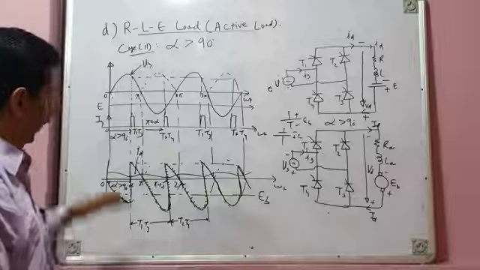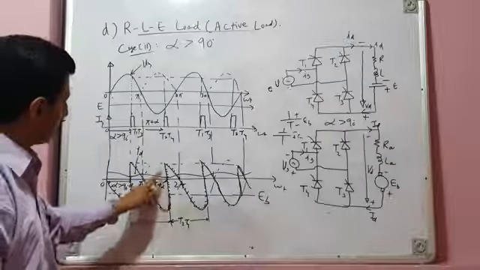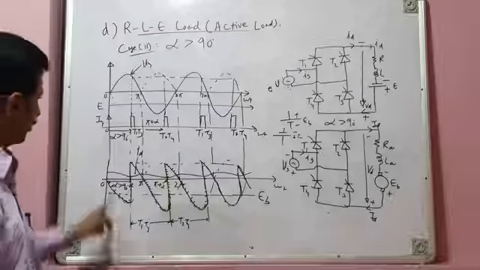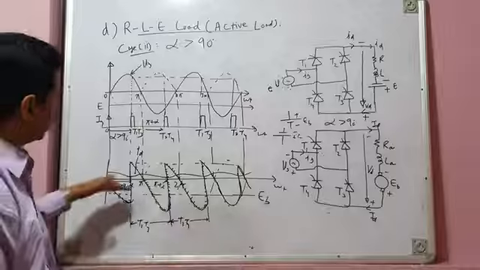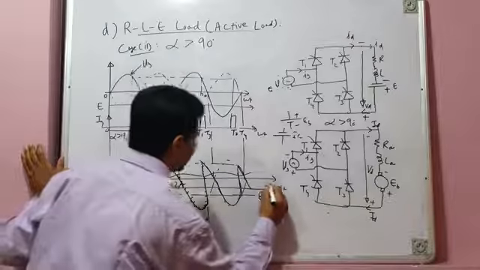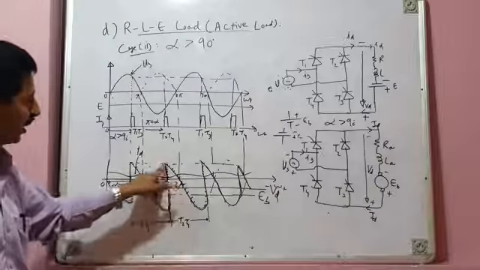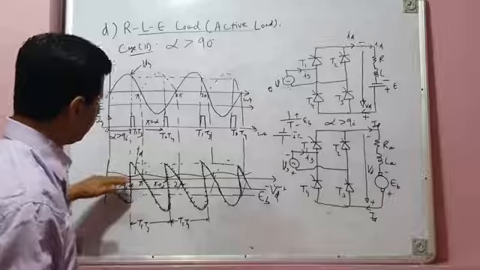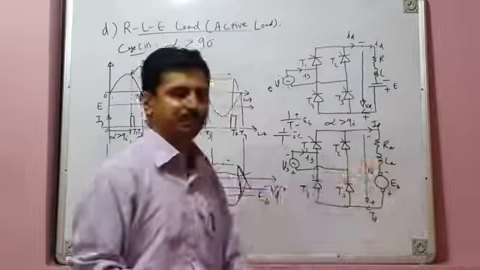Now you can see for inversion mode of operation, the negative segments of voltage are much larger than the positive segments of voltage. This is a small positive segment of voltage. This is a very large negative segment of voltage. So therefore, what will be the average load voltage? Average load voltage will be negative. This is average load voltage minus VD, because negative areas are larger than positive areas. So therefore, if you find the average load voltage, it will be negative. That's what I have shown.